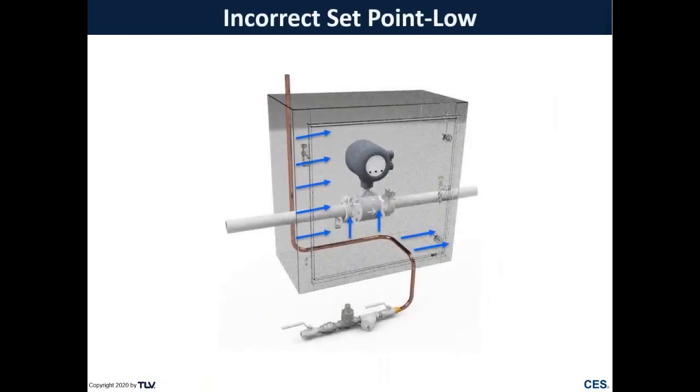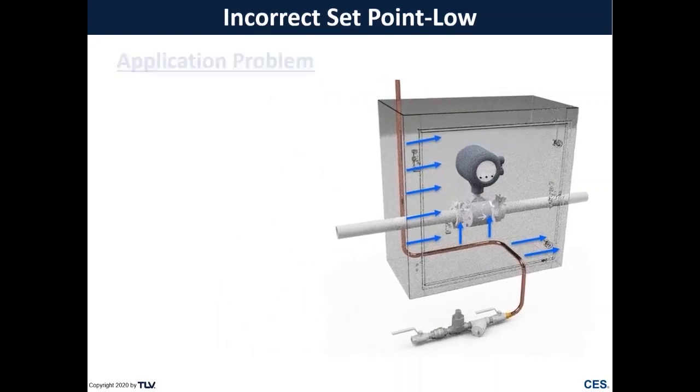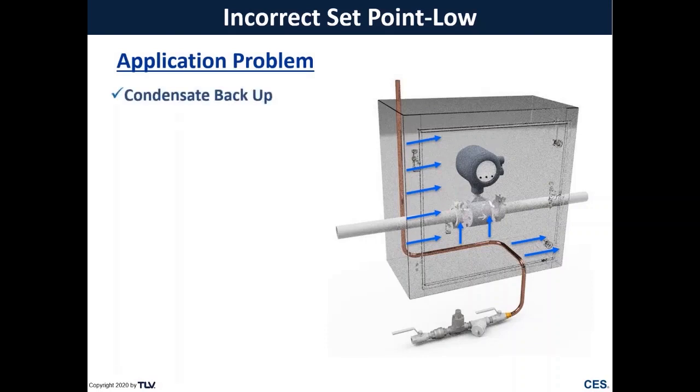Our next problem is going to be the incorrect set point, too low. Again, you have this instrument enclosure with the temperature adjustable steam trap, but in this case it's adjusted too low, and it backs up condensate too much, and it's not able to provide any of the heating that you need. So this can cause the condensate to back up, possible freezing in both the tracing line and in the instrument enclosure, damaging your instruments, and you can also have low process temperatures.